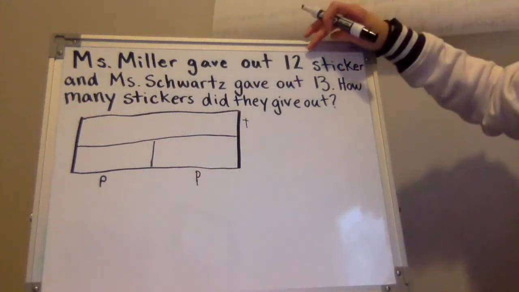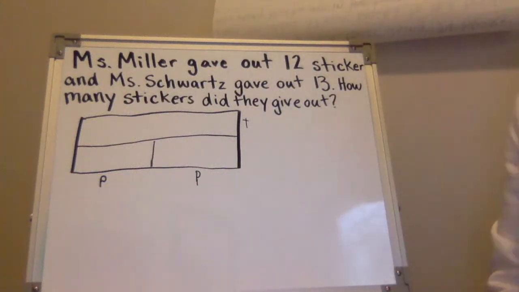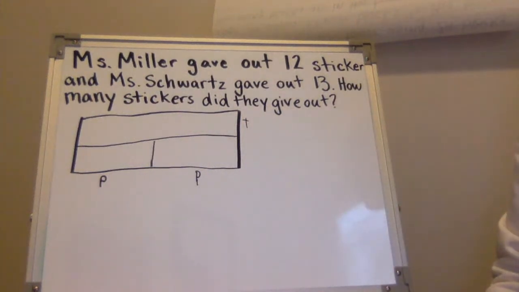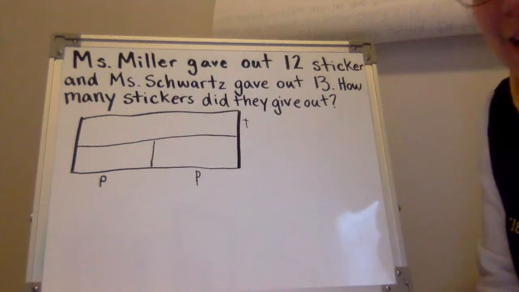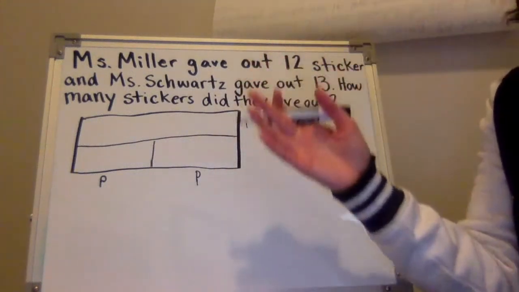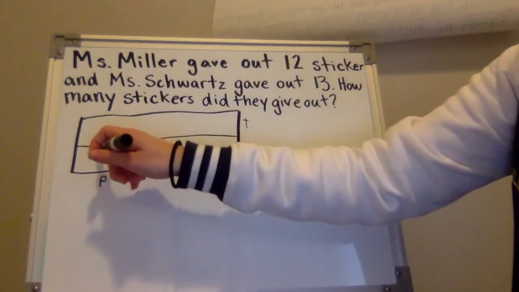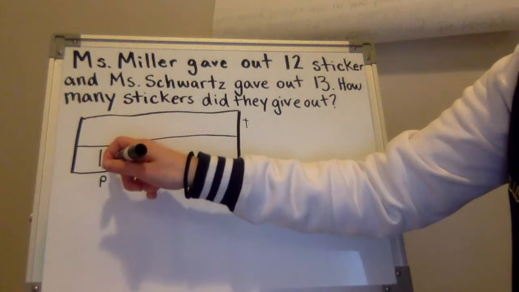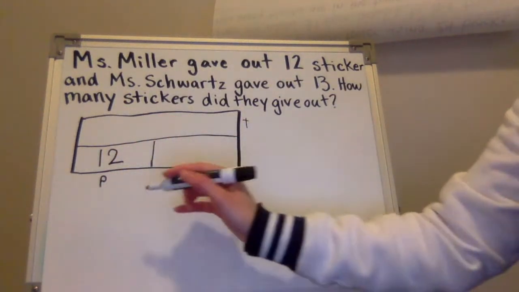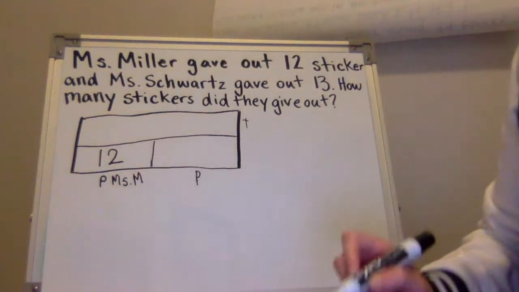Miss Miller gave out 12 stickers, and Miss Schwartz gave out 13. Well, what's one fact that we know from the story? Yeah, Miss Miller gave out 12 stickers. Well, is that a part, or is that the total altogether? Yeah, that's just the part. So I'm going to go ahead and write the number 12 in here because that's just one of the parts. And then I can even write Miss M.